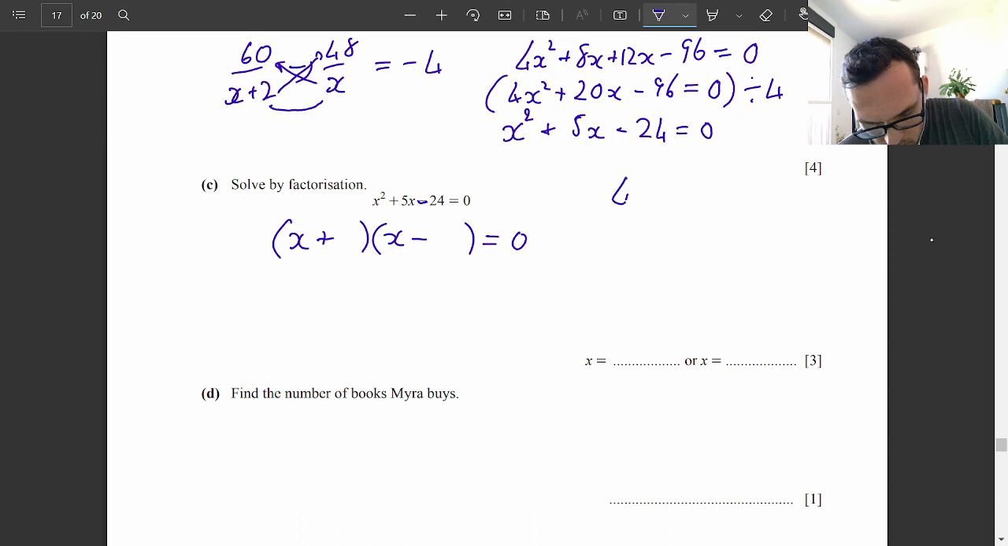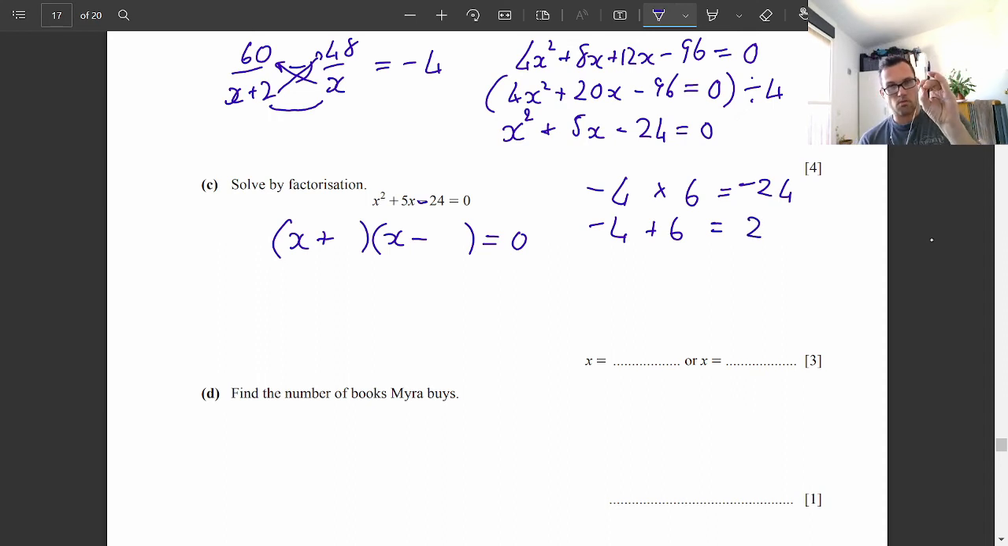What springs to mind is, for example, 4 and 6 gives us 24. One of them will have to be negative to get a negative 24. But then, when we multiply these brackets, the two middle terms need to give us a 5x, meaning if we add these together, we need to get a positive 5. When we add these two together, we get a positive 2. So we need to think of two other numbers multiplied together to give us negative 24.